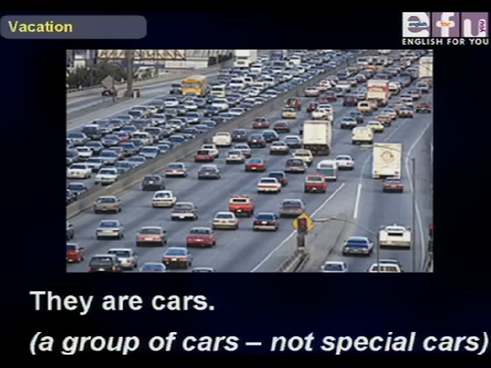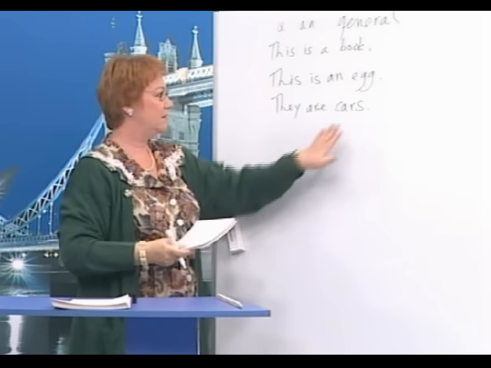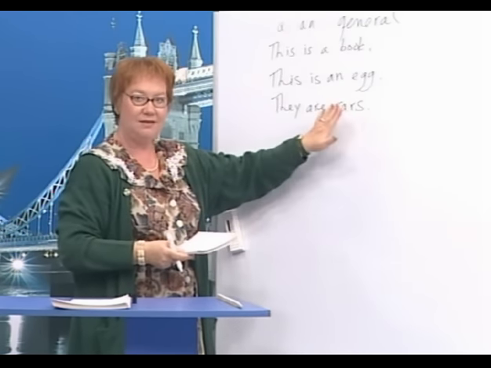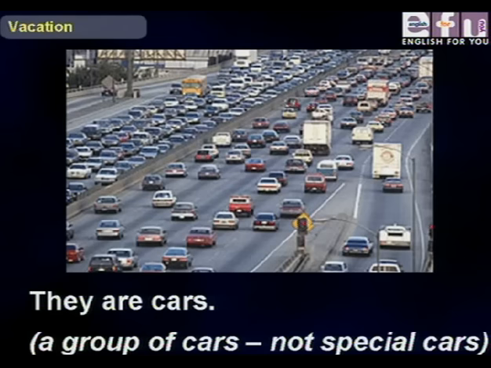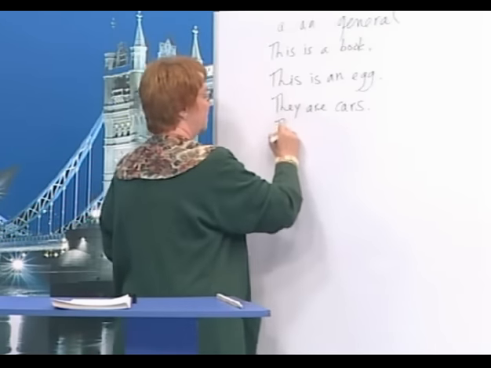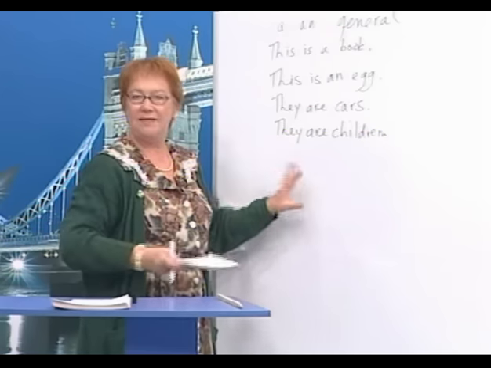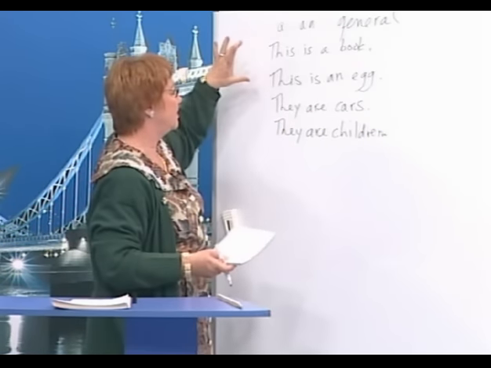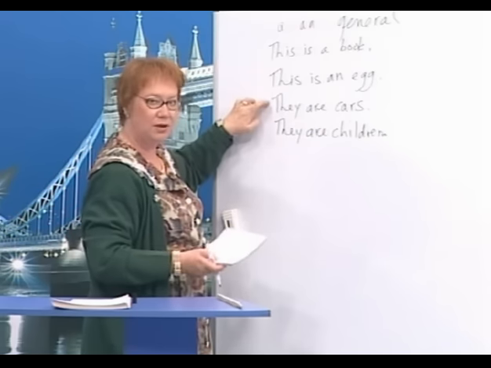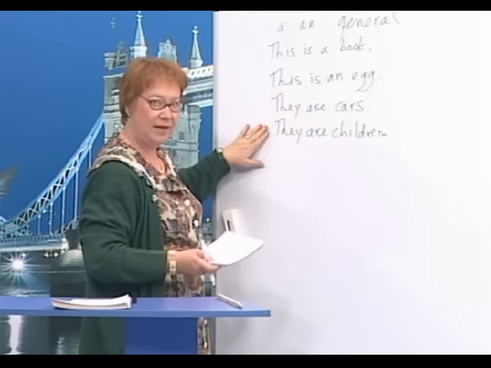They are cars. Plural, general. No article. A group of cars and they're not special. And another example, they are children. It's a group of children. They're not special. Okay, this is just general. So all of these are general: singular, plural, plural. Okay?